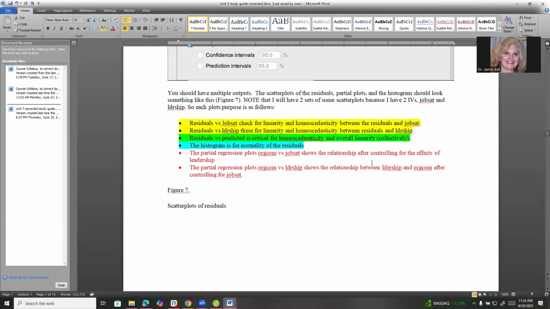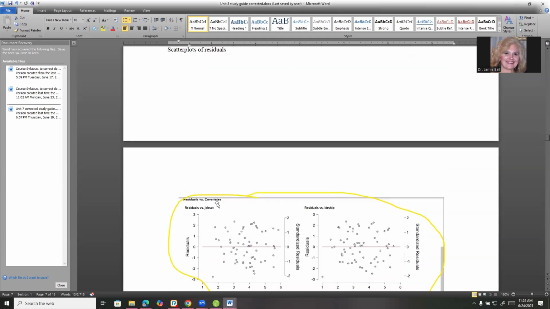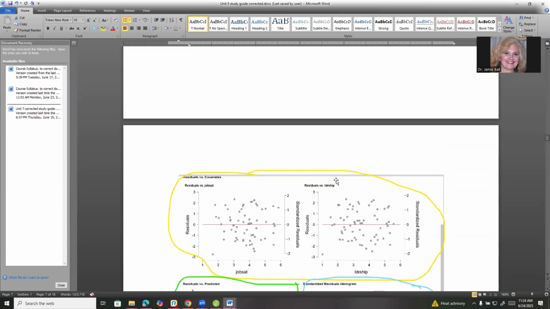Okay, so we'll have all of these different outputs, and I'll have two sets of some of these scatter plots because I have two independent variables, job satisfaction and leadership preference. Okay, so to check the residuals for linearity and homoscedasticity between the residuals and job satisfaction, I've marked it for you. Those are the ones marked residual versus covariate. And we want one for job satisfaction and one for leadership.